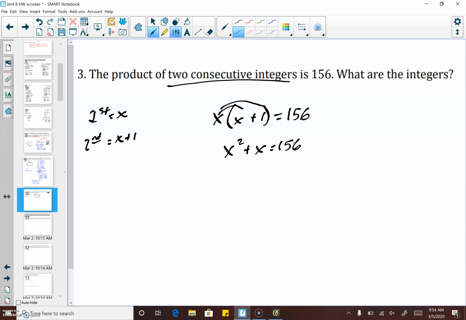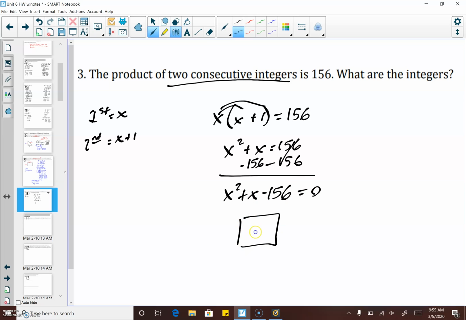It is an x squared and x problem, so we'll have to set it equal to 0. So we subtract our 156 on both sides. That gives us x squared plus x minus 156 equals 0. We don't have a GCF, so we'll go right into our trinomial factoring in boxes. So x squared, negative 156, multiply first by last. We need to multiply to negative 156 and add to a positive 1. The combination that works for us there is 13x and negative 12x.